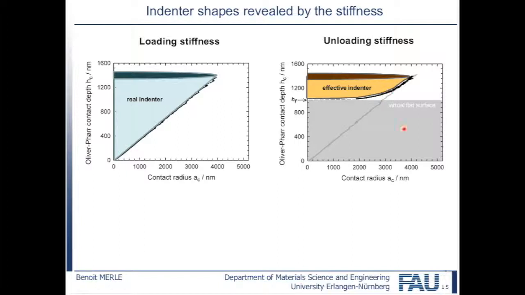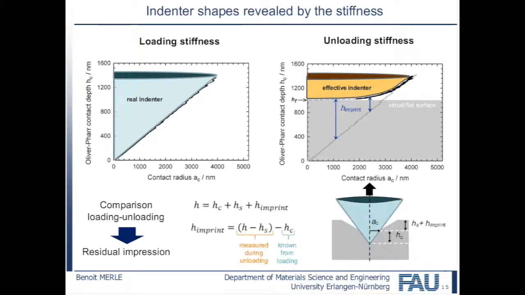And if we do that, here on the left figure and on the right figure, we will see that it is possible to get a representation of the residual impression. If you remember the equations that I presented in the previous slides, you will reach the conclusion that the new parameter H imprint is actually the difference between what we measured during unloading and what we previously measured during loading. So H imprint is directly the difference between both curves.